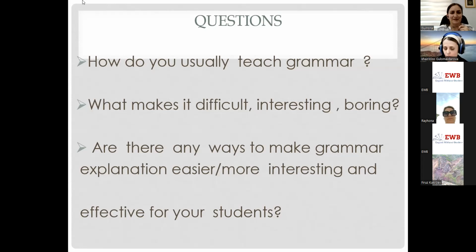Okay, very good, thank you. So somebody is writing elicit the form from students and use grammar games. Okay, very good, a very good way.